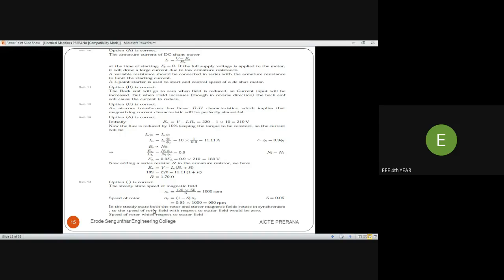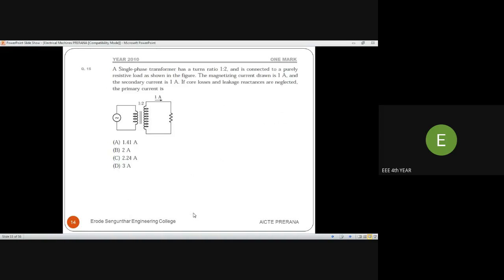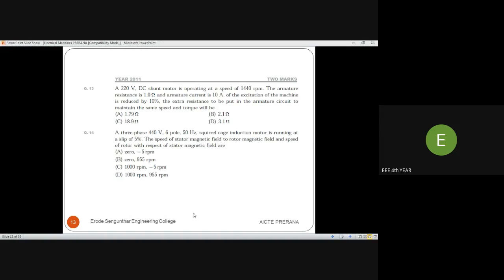In steady state, both the rotor and the stator magnetic fields rotate in synchronism, so the speed of the rotor field with respect to the stator field would be zero. The speed of the rotor with respect to the stator field is the remaining one. The speed of the stator magnetic field to the rotor magnetic field and the speed of the rotor with respect to the stator magnetic field, that is answer B, is the correct answer.